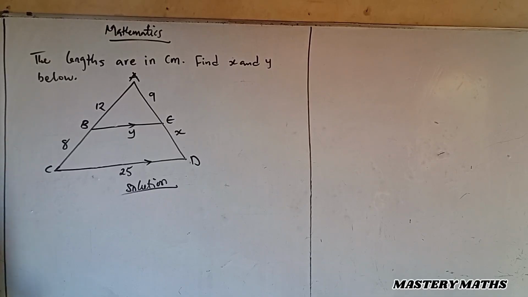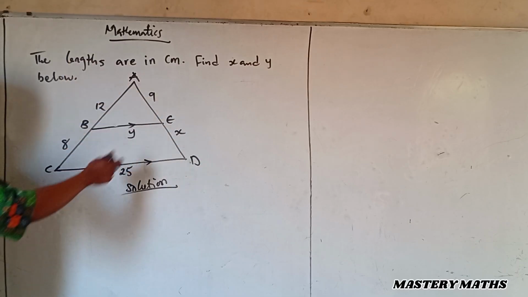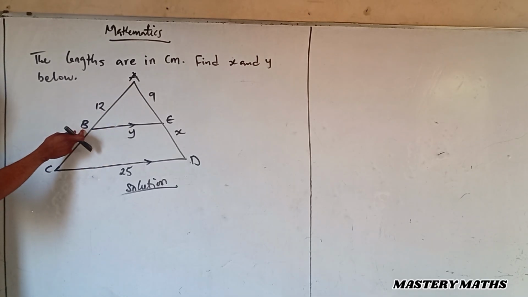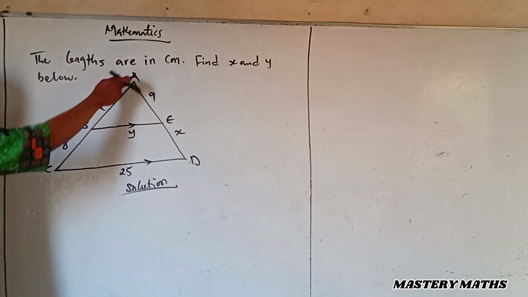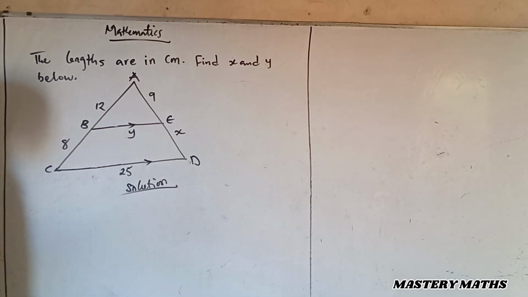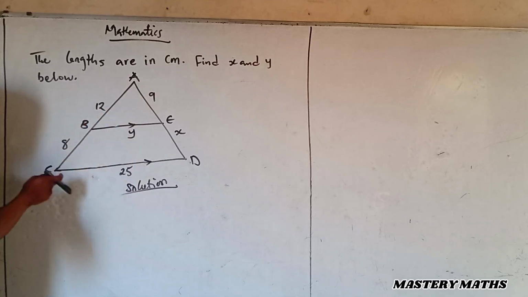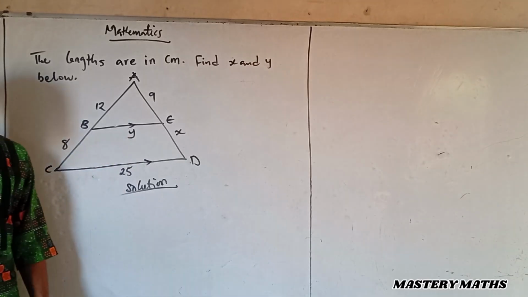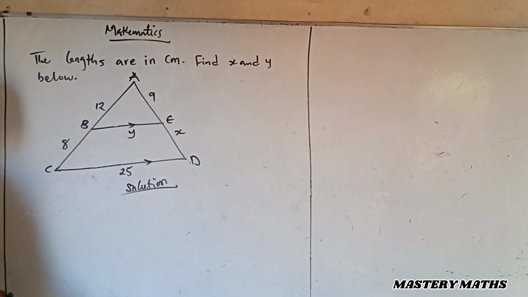Now, how do I solve this? First of all, you need to get this side first before the other side. How do I get this? Listen, this is what you do. You say AB over AC, which means the smaller triangle over the big triangle. Remember what I told you earlier? We have two triangles here, the small triangle and the big triangle. So in order to get your x and y, you use the smaller triangle over the big triangle.